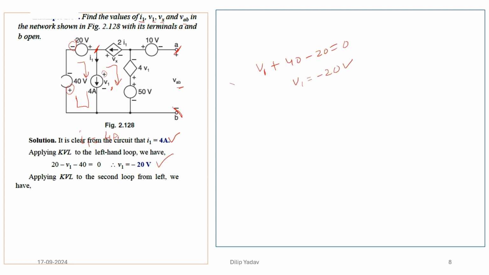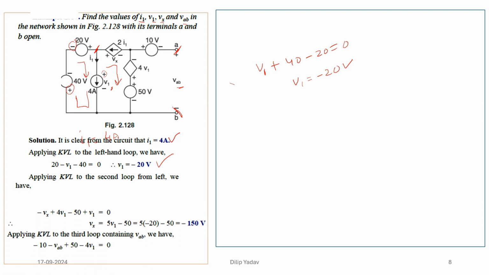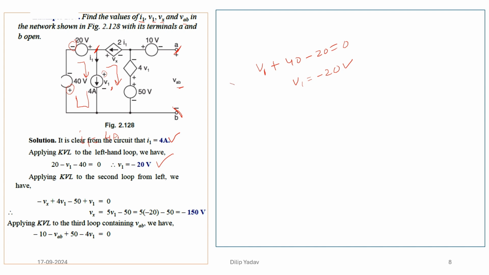From this equation we have calculated. Now applying the KVL in the second loop, if I'm starting from this point, then I have minus of 4V1 as the polarity is this. Then going at this point, we have the 50 volt. Then coming at this point, we have minus of V1, and then plus of Vx, which is equal to 0. So this was the KVL equation for the second loop.